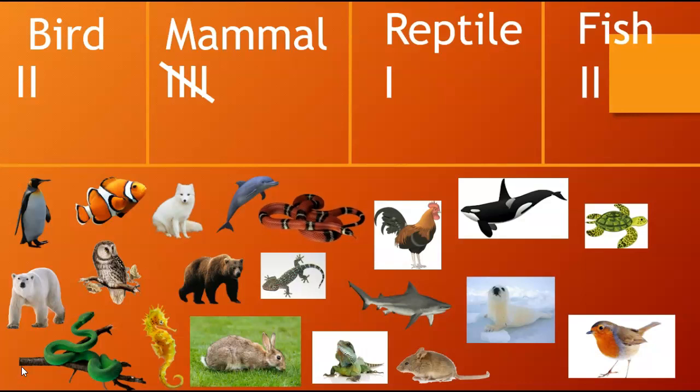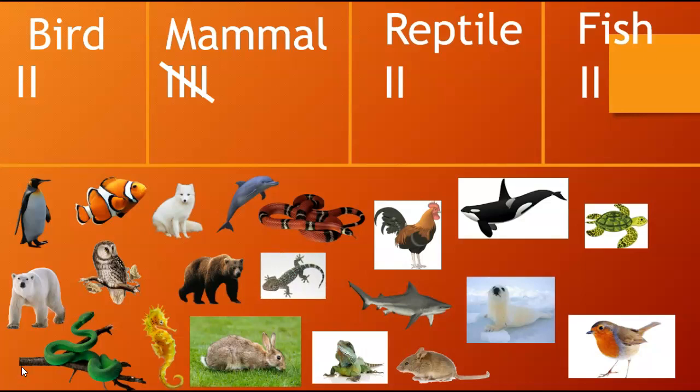Next, we're going to look at this snake. This is a California mountain king snake. This snake is a cold-blooded animal with scales. So we know it has scales, so it's going to have to be a reptile or a fish. But it doesn't have fins, so it is a reptile. So let's put a mark there.